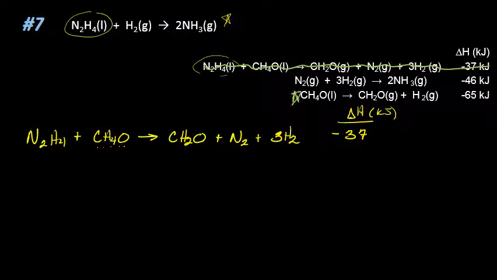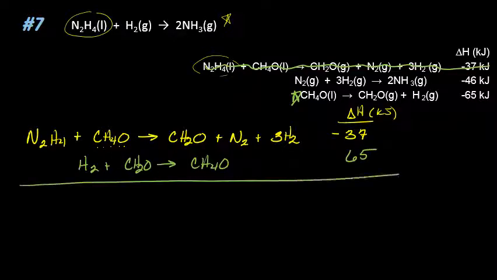Let's go with this green starred equation. Do I want to use it as is, or do I want to flip it? Yeah, I definitely want to flip it, because substances that appear on opposite sides of the arrows, that's the only way you're going to get them to cancel out. All right, H2 plus CH2O yields CH4O. Now I've got to flip the sign, 65 kilojoules.